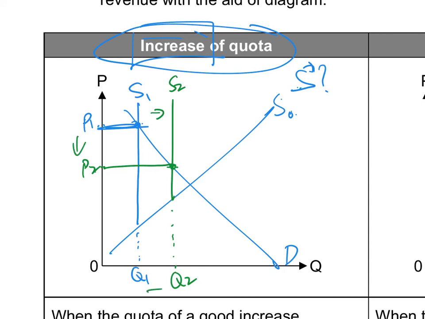Price decreases, quantity increases, and what happens to the total revenue? It depends, because decreasing price is a minus here, and increasing quantity is a plus here. So we don't know what happens to the total revenue. It depends on the elasticity of demand. So that's all for this concept. It's a very short one, but it helps you a lot in the examination.